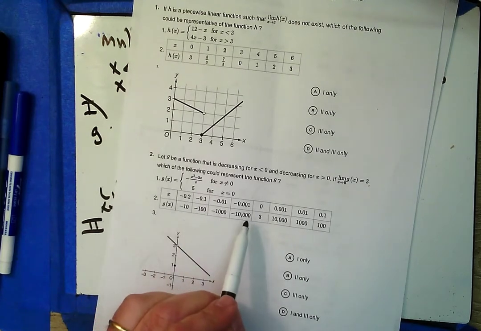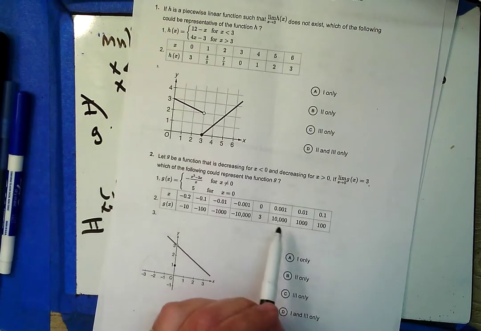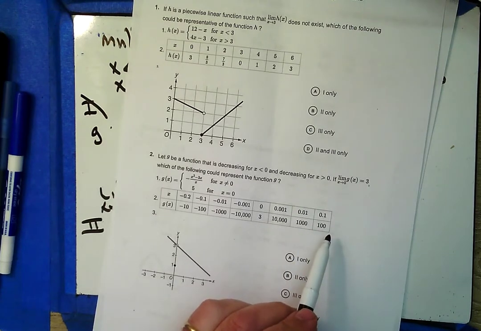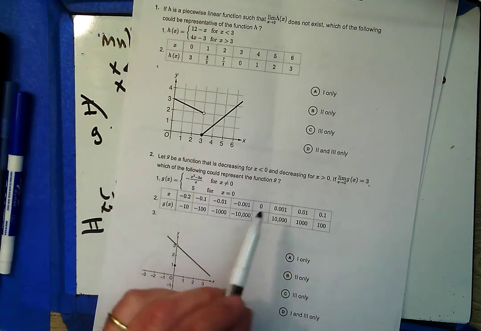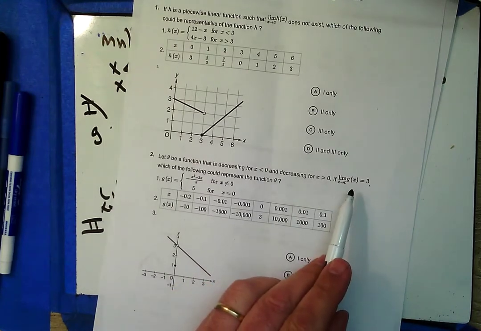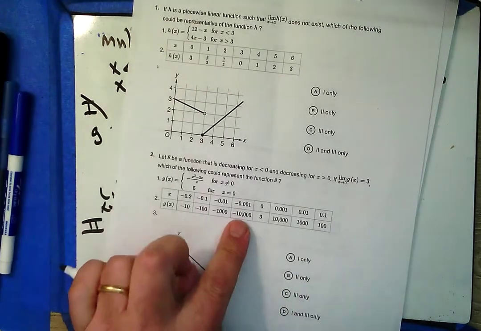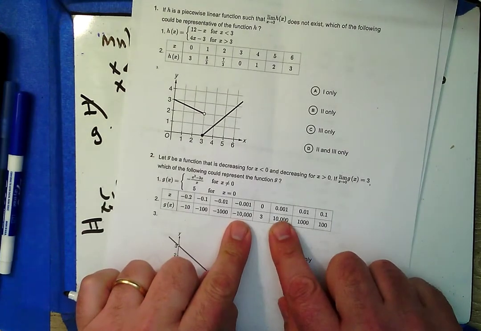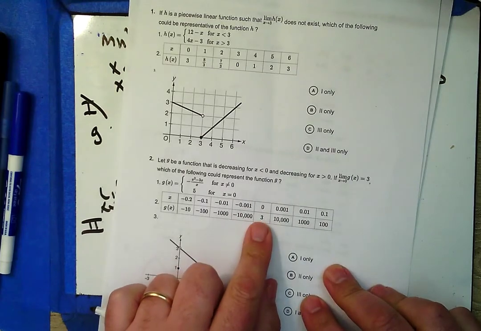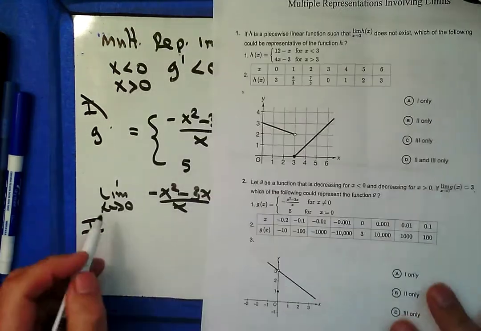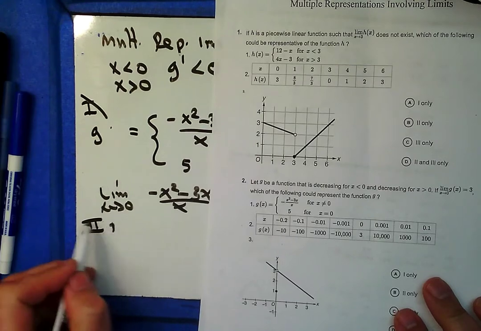These values are getting lower and lower, and that's good because we know that g is decreasing on both sides of 3, but we're also told the limit has to be 3 there. And this is going towards negative infinity. This is heading back up towards positive infinity. They're not going to reach a limit of 3 at that point. So 2 doesn't work either.